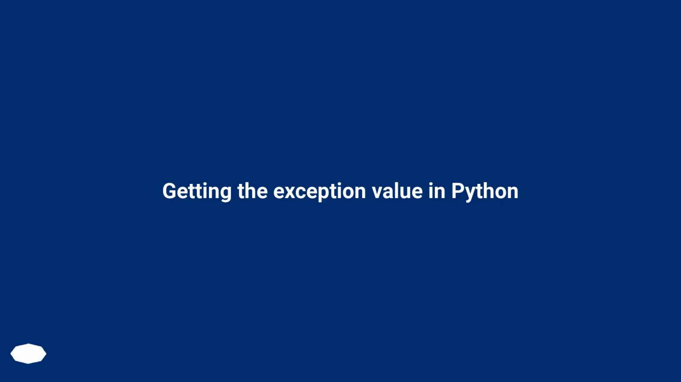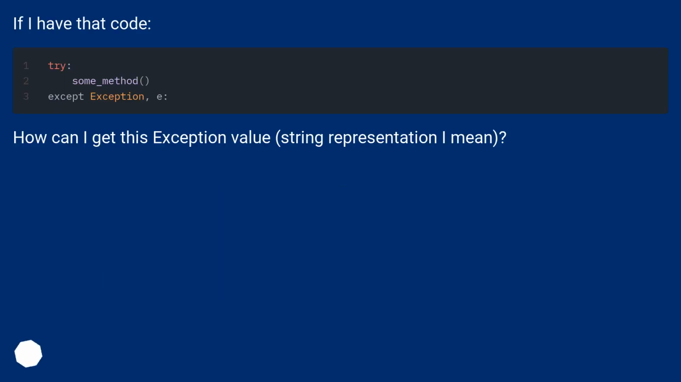Getting the exception value in Python. If I have that code, how can I get this exception value, string representation I mean?